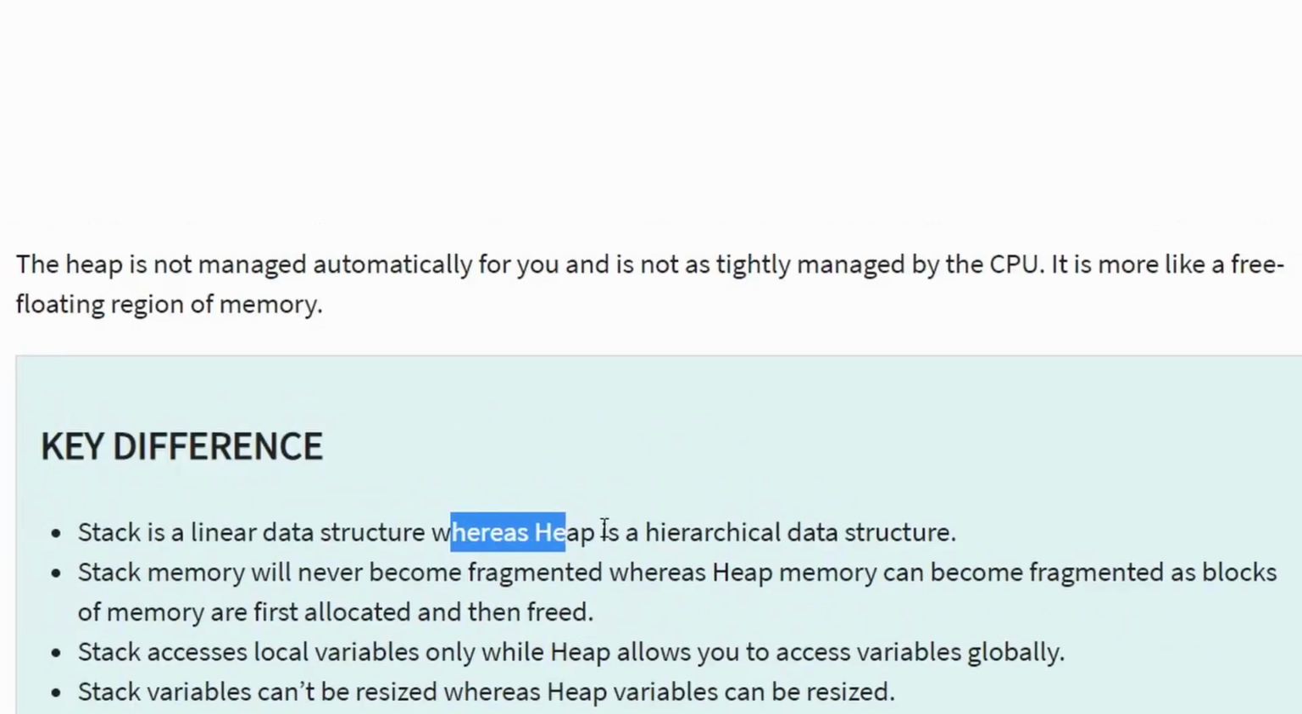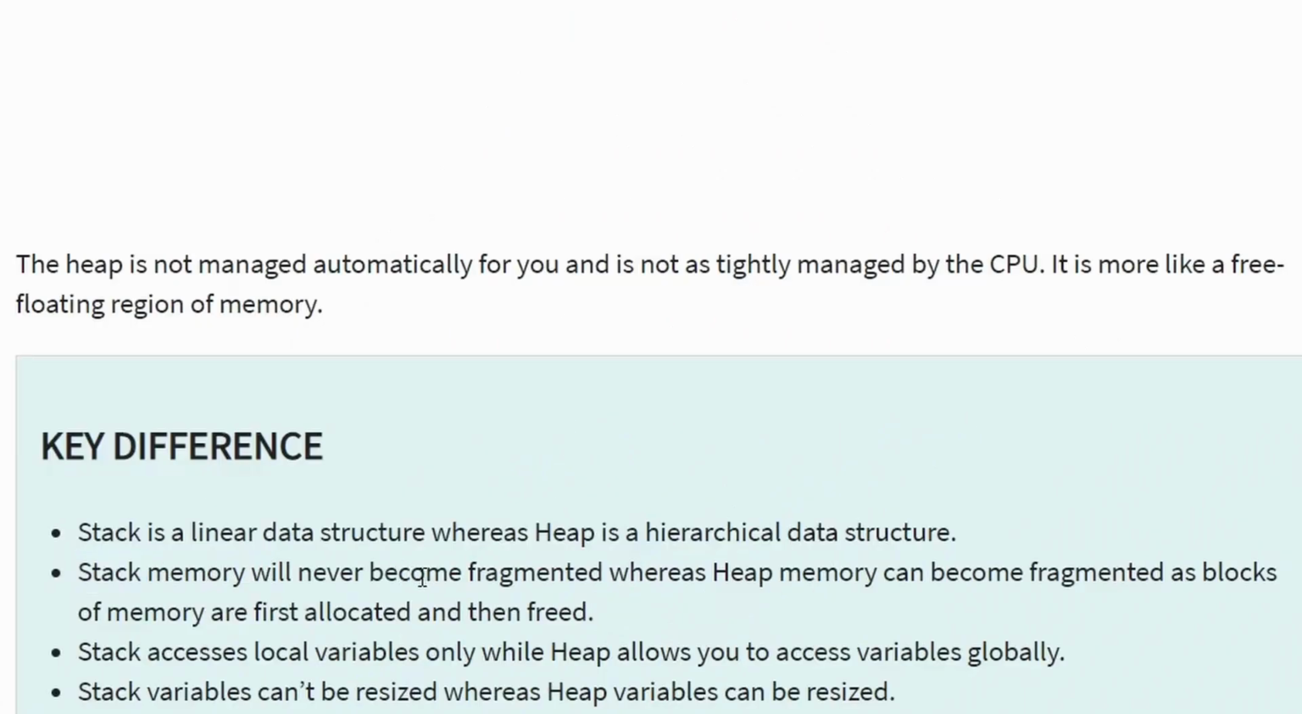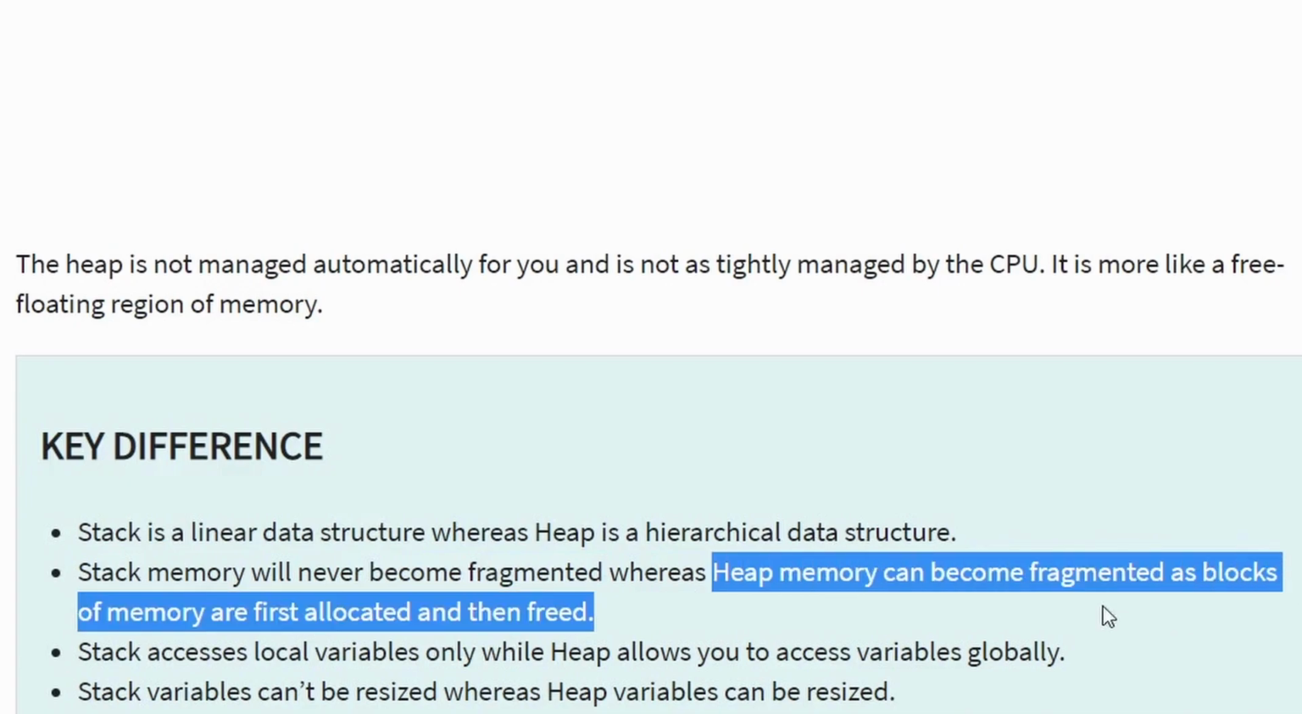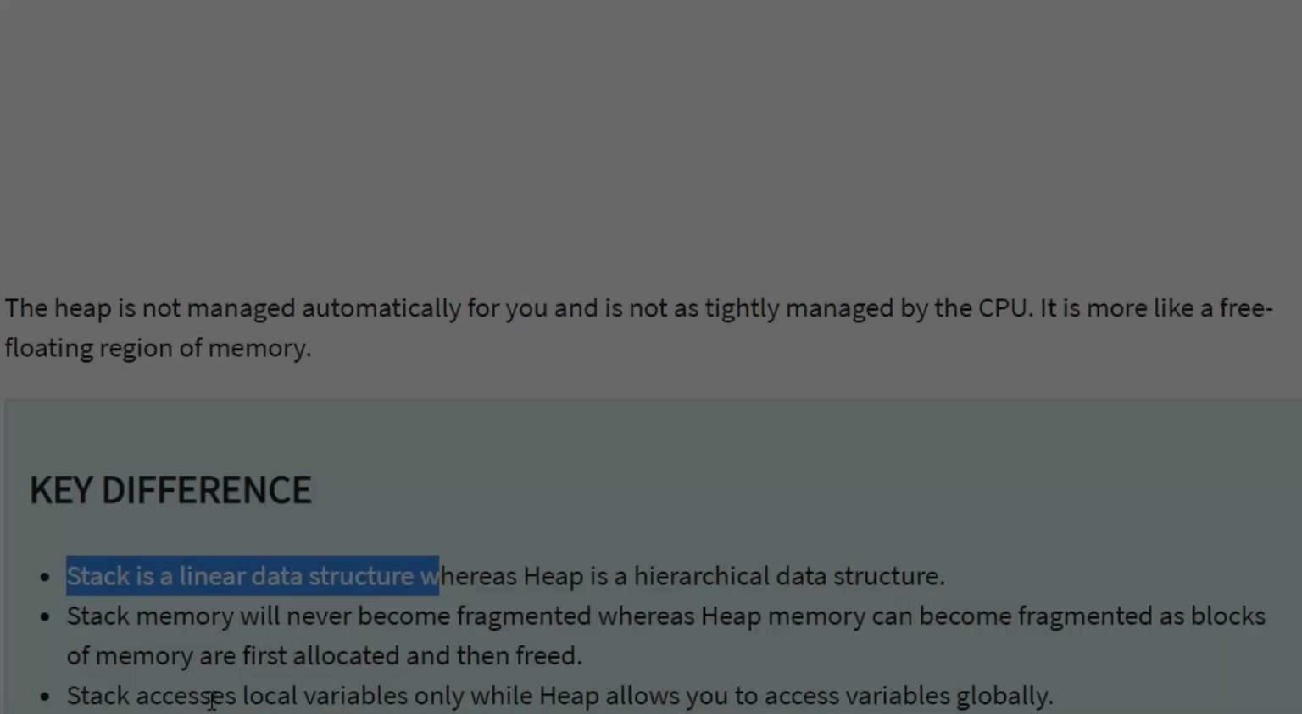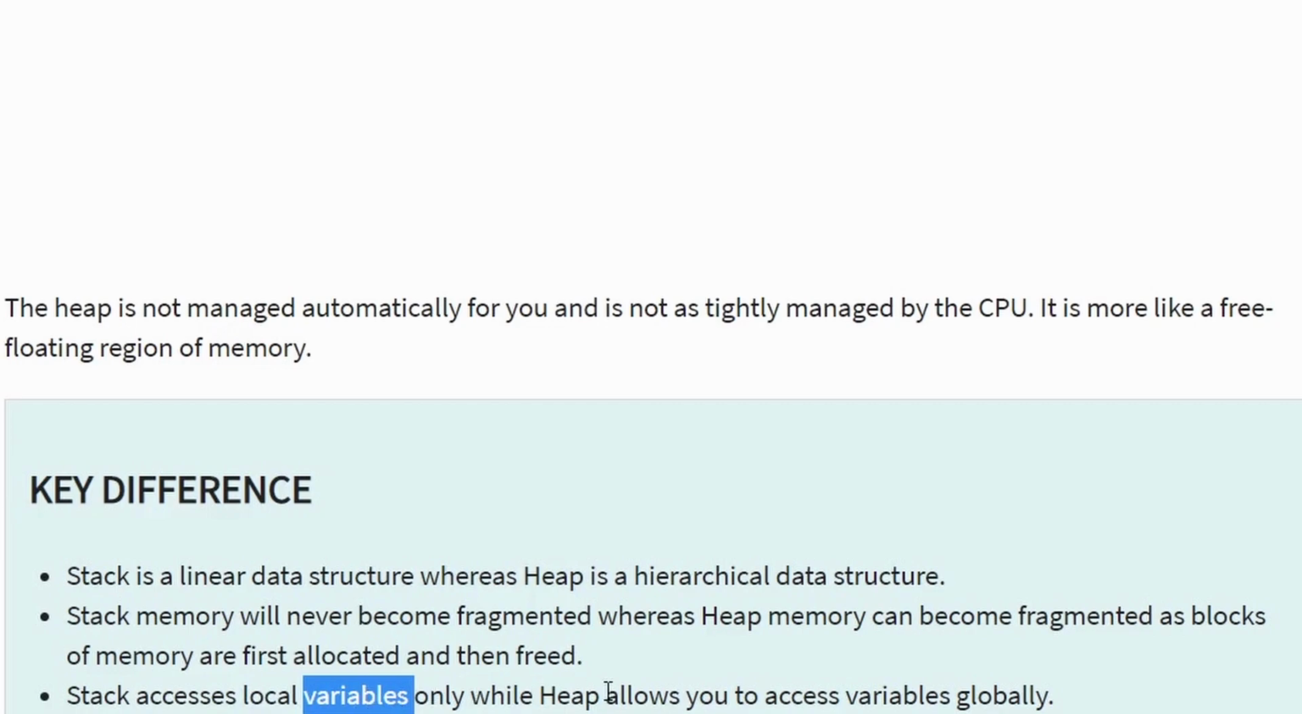Let's keep reading. Whereas a heap is a hierarchical data structure. Why is that word so hard to say? Stack memory will never become fragmented because it's linear, right? Whereas heap memory can become fragmented as blocks of memory are allocated and then freed. So as things become allocated and freed, it doesn't just magically shift things around to make them efficient. Stack accesses local variables, while heap allows you to access variables globally.